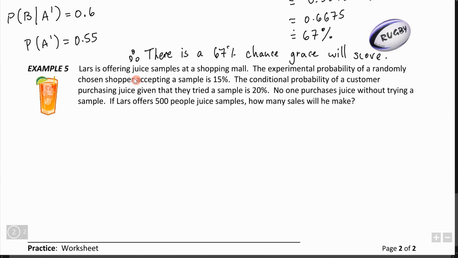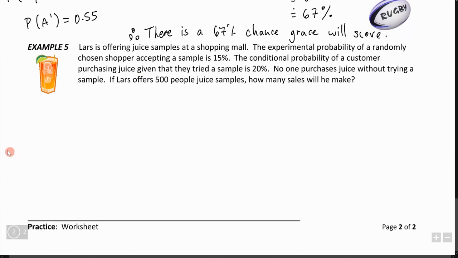Okay. All right, example number 5. Lars is offering juice samples at a shopping mall. The experimental probability of a randomly chosen shopper accepting a sample is 15%. The conditional probability of a customer purchasing juice given that they have tried a sample is 20%. No one purchases juice without trying a sample. If Lars offers 500 people juice samples, how many sales will he make?